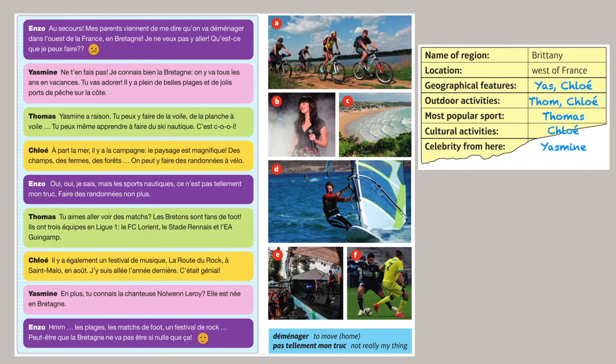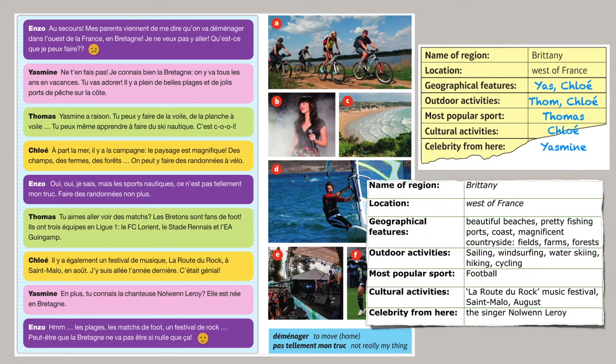Right, let's see, how did you get on? Here are your answers. You might want to pause and mark them. The only one I would say, the outdoor activities, they mention hiking and cycling. Well, the only one I could find there was des randonnées à vélo, which is cycle rides. I couldn't find des randonnées on their own, just going hiking. So if you've missed that one out, I wouldn't worry about that, as long as you've got the cycling in. But the rest of it's pretty good. Check your answers and then move on.